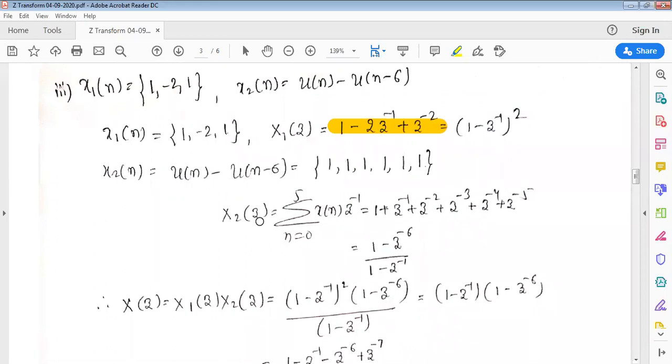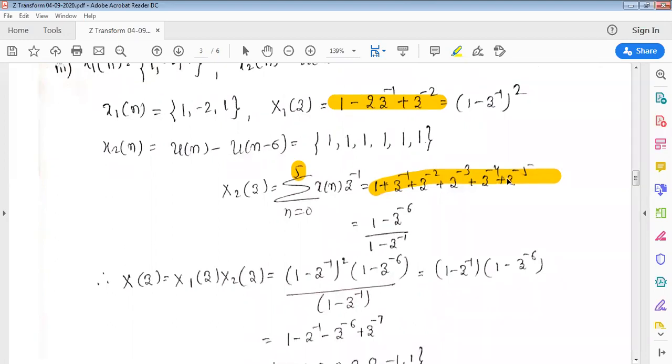Now, how do I obtain x2 of z? Summation n equal to 0, 1, 2, 3, 4, 5. That is the maximum limit, 5. X of n into z power minus n. So I will write 1 plus z raised to minus 1 plus z raised to minus 2 plus z raised to minus 3 plus z raised to minus 4 plus z raised to minus 5. Thus, I have written x2 of z. Or another way you can write it, this is the sum to n terms of a GP. So this one can be written as 1 minus z raised to minus 6.